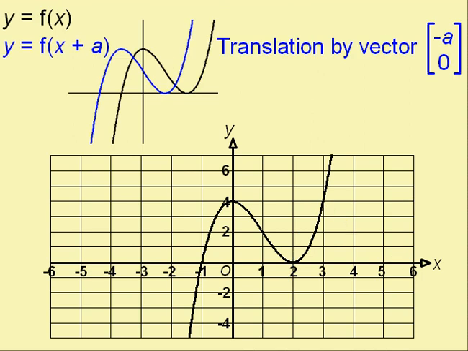So to summarise, if I add something to x, then the graph moves to the left. And if I subtract something from x, then the graph moves to the right. It's important to remember that this one goes the opposite way to the way you think it's going to move. We can say it's a translation by the vector (-a, 0). Remember, this tells you left or right, and this tells you up or down.